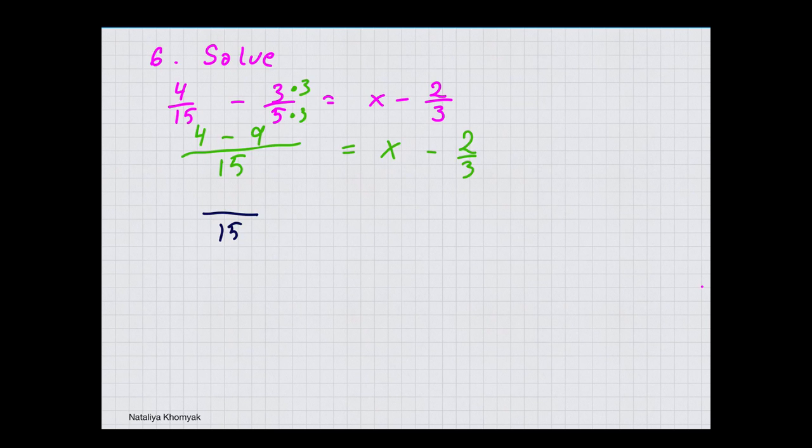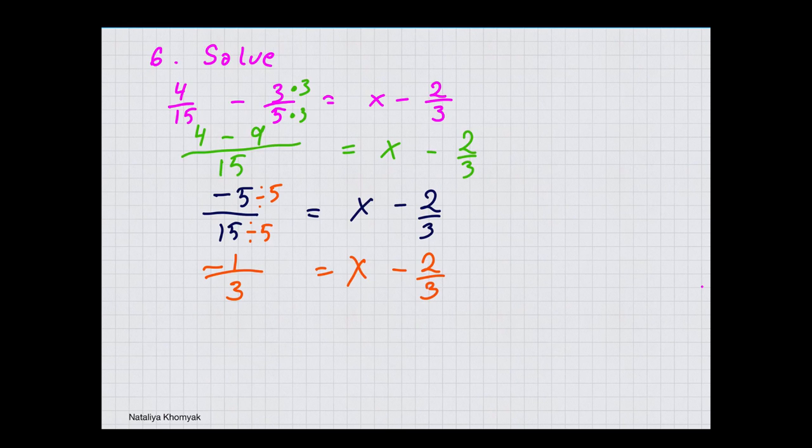The difference will be negative 5 equals x minus 2 out of 3. We can reduce this fraction by 5. So we will have negative 1 out of 3 equals x minus 2 out of 3.